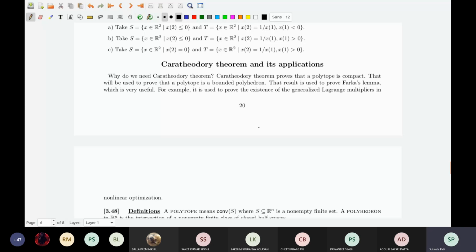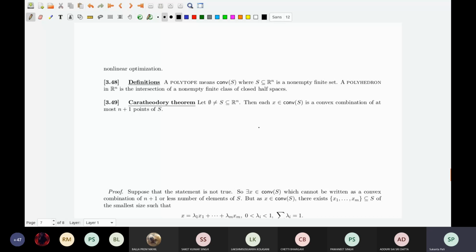Coming to the definition, a polytope is the convex hull of some finitely many points, non-empty. I mean, just do not take the empty set. Take some finitely many points and take its convex hull. Whatever you get is a polytope. A triangle is a polytope. Just take any arbitrary 5-6 points. Whatever is the convex hull, it is a polytope. Now, what is a polyhedron? Polyhedron, on the other hand, is the intersection of finitely many closed half spaces. Okay, it's a non-empty finite intersection of a non-empty finite class of closed half spaces.